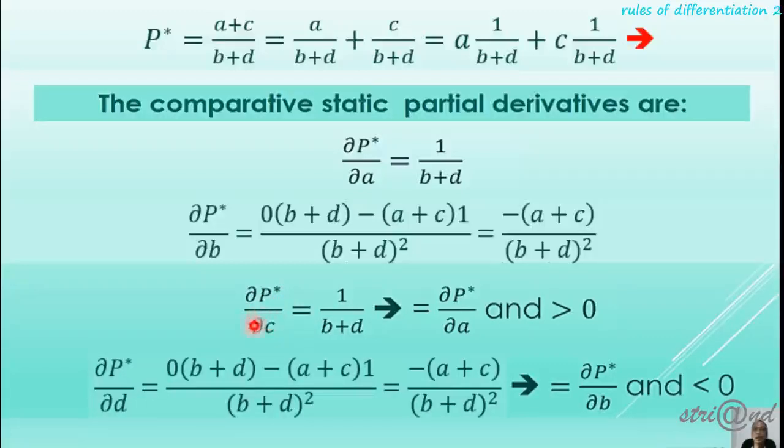And then the derivative of P star with respect to D can be found using the quotient rule, and the result is here, and it is the same as the derivative of P star with respect to B. And because we know that A is greater than 0 as well as C, P and D, we can conclude that the derivative of P star with respect to B is less than 0, because we have a negative sign here.